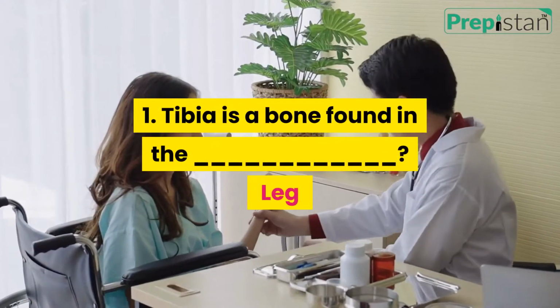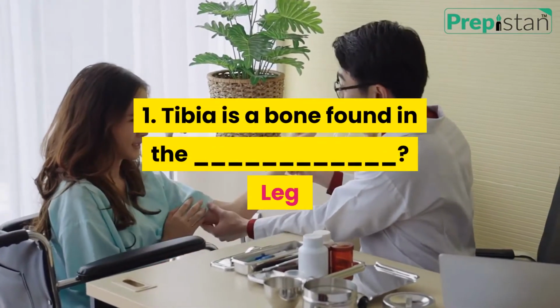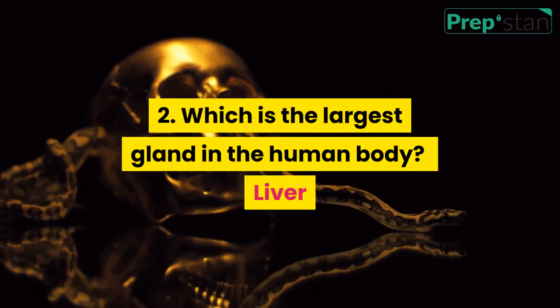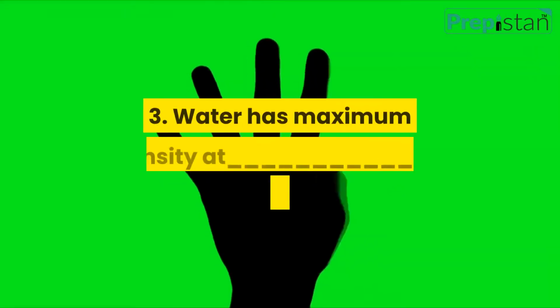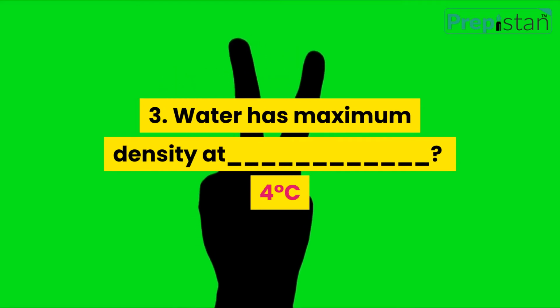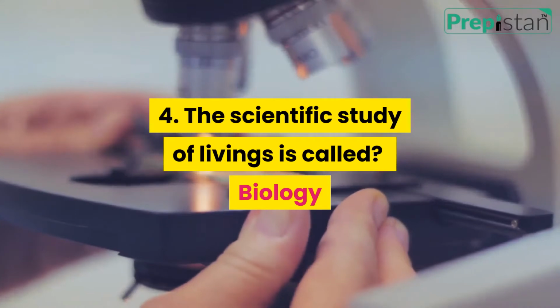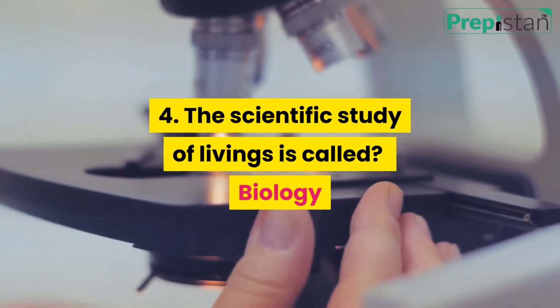1. Tibia is a bone found in the blank leg. 2. Which is the largest gland in the human body? Liver. 3. Water has maximum density at blank 4 degrees Celsius. 4. The scientific study of living things is called biology.